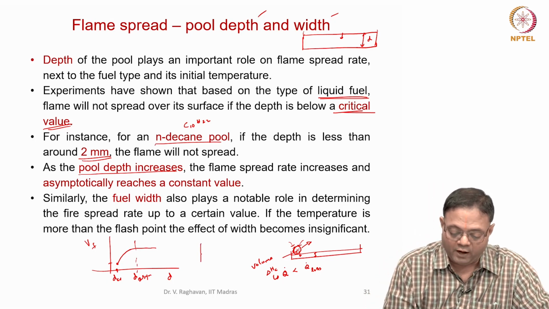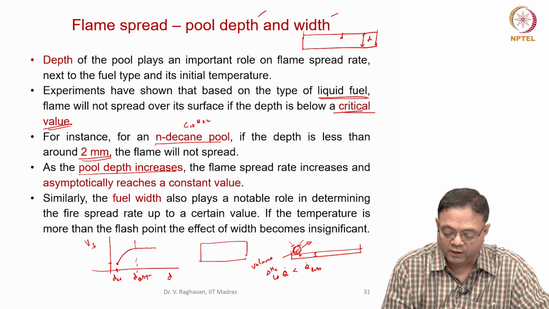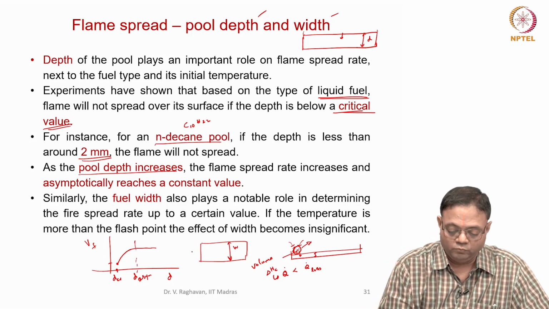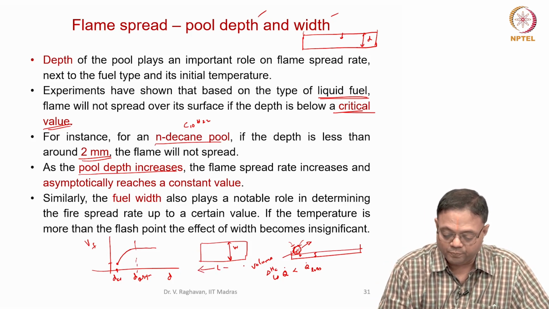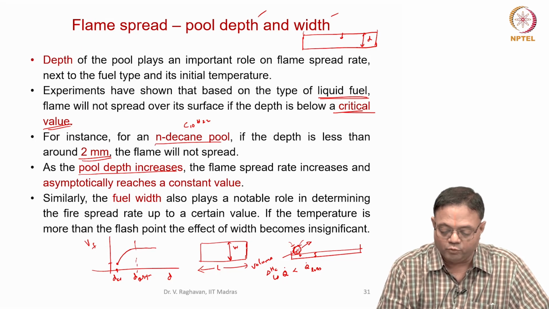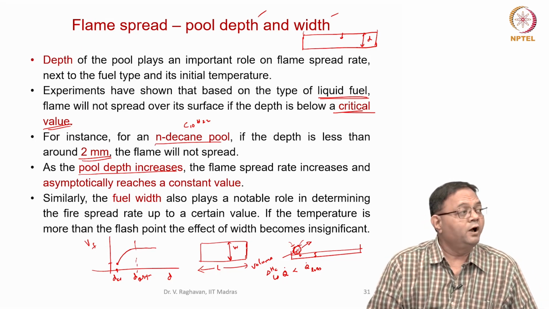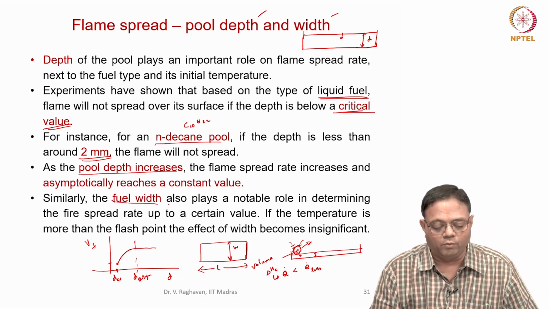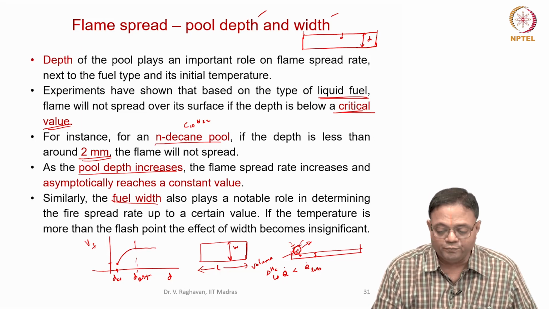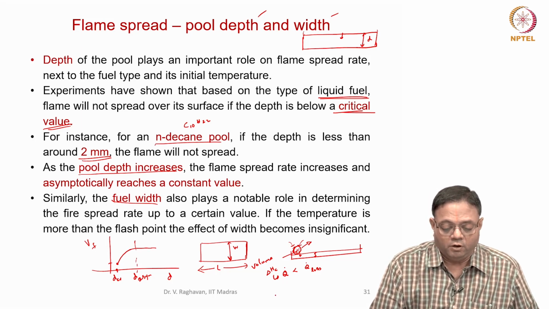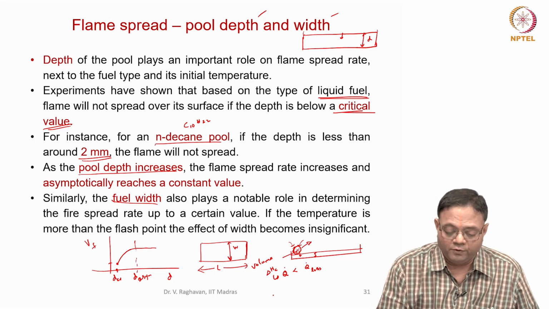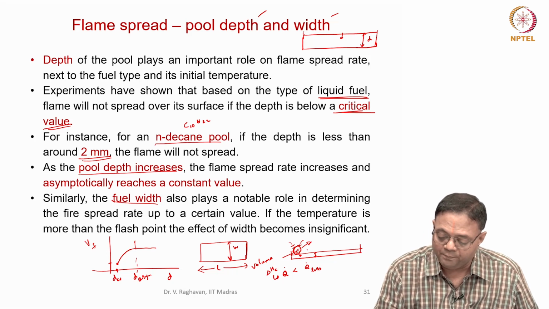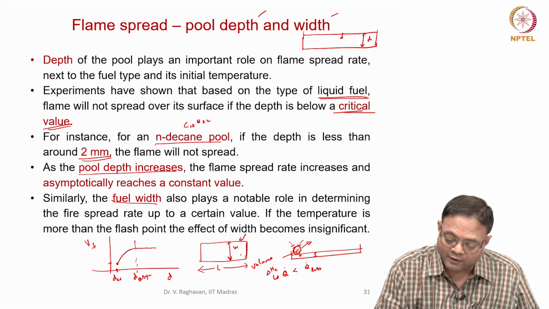So now we talk about the width of the pool. From the top, this is the width, this is the length, and the depth is in the other direction, mutually perpendicular. So the fuel width also plays some notable role, not a very significant role, but some role it is going to play. Why? Because when the flame spreads, the air entrainment can occur from the sides like this.